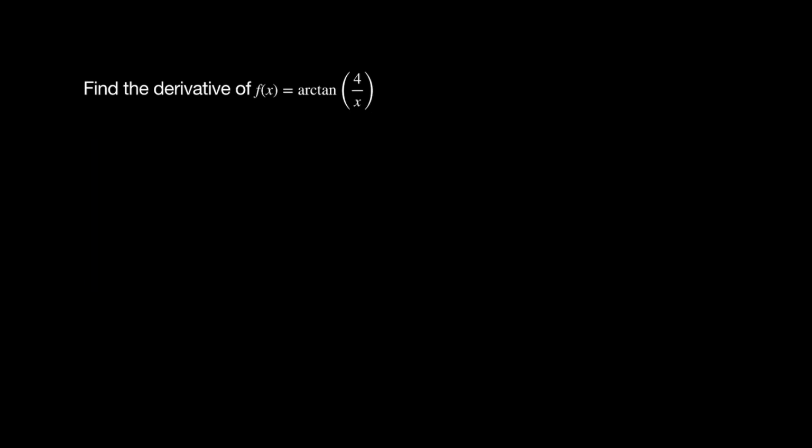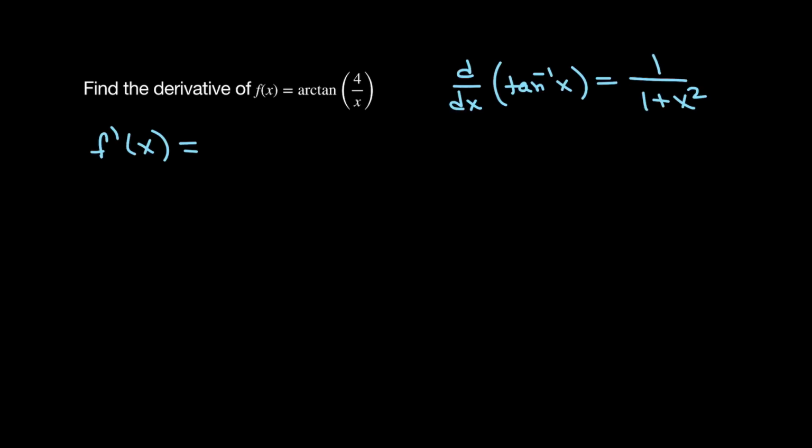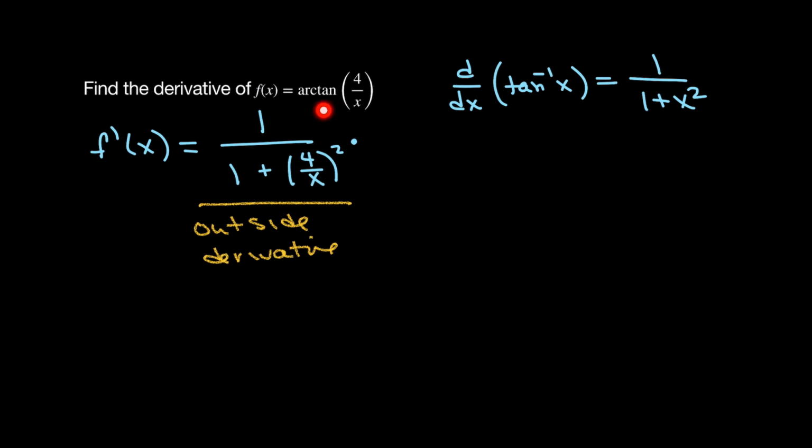Let's find the derivative of arctan of 4 divided by x. This is now a chain rule problem. The 4 divided by x is inside the arctan. It's not being multiplied. It's inside that function. So my outside function is my arctan. And the derivative of arctan was 1 over 1 plus x squared. So that means my outside derivative for arctan of 4 over x is going to be 1 over 1 plus 4 over x squared. That's my outside derivative.